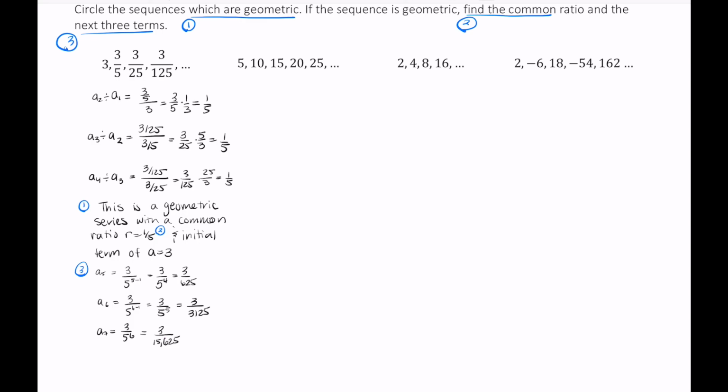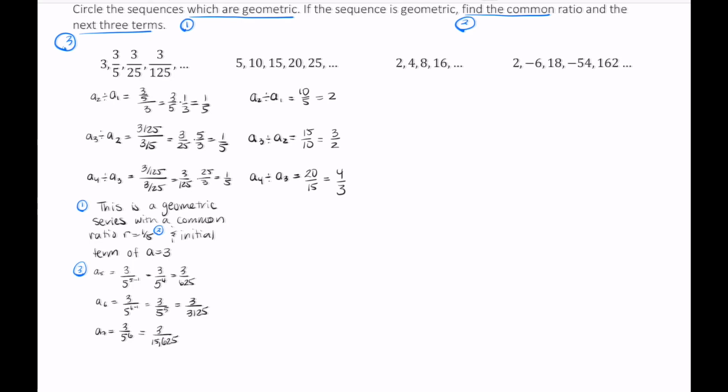Okay, so let's try it for the next three sequences. So pause your video and here divide A2 by A1, A3 by A2, and A4 by A3. So take a moment, pause your video, and try this. You should have gotten these three values, and as you notice, none of them match, so this is definitely not geometric.